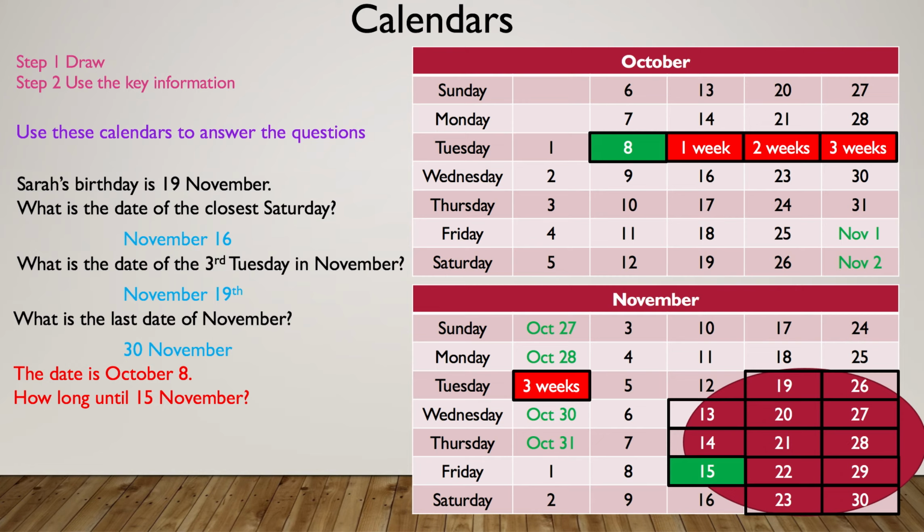Now we are in November, so we're going to move on to the next date, which is 4 weeks, and the next one, which is 5 weeks. Now since we're in the same column, we can start counting down. So then we can go 1 day, 2 days, and 3 days. So that is your answer, 5 weeks and 3 days. And there you have it.